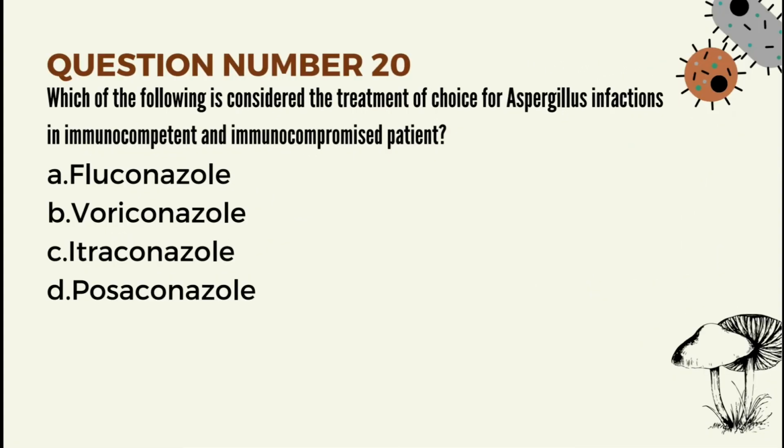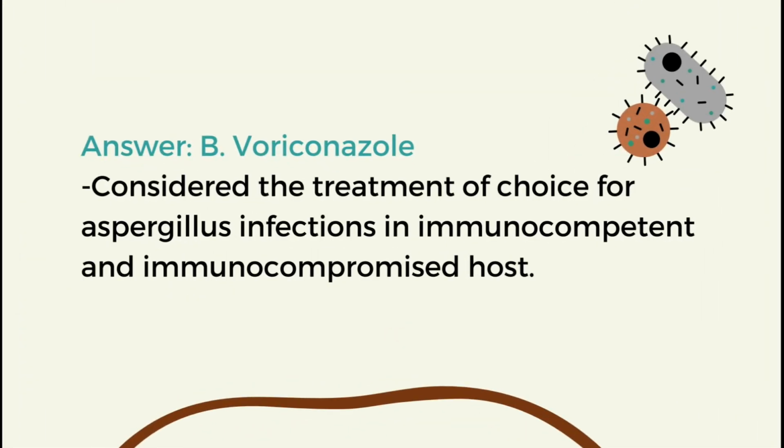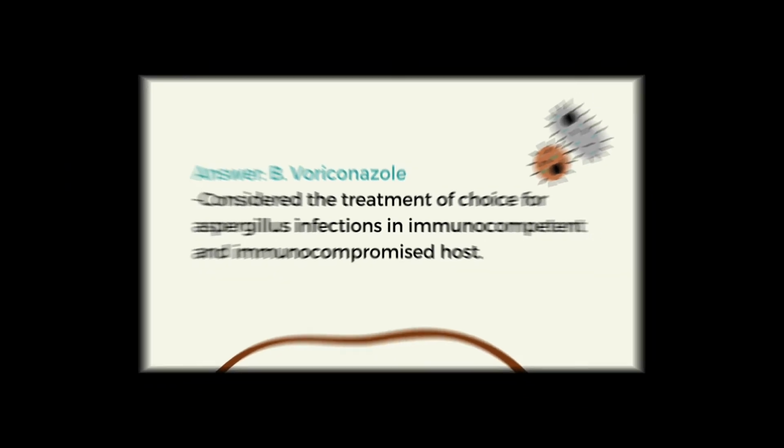For question number 20, which of the following is considered the treatment of choice for Aspergillus infections in immunocompetent and immunocompromised patients? A. Fluconazole, B. Voriconazole, C. Itraconazole, or D. Posaconazole. Answer is letter B, Voriconazole. Voriconazole is considered the treatment of choice for Aspergillus infection in immunocompetent and immunocompromised hosts.